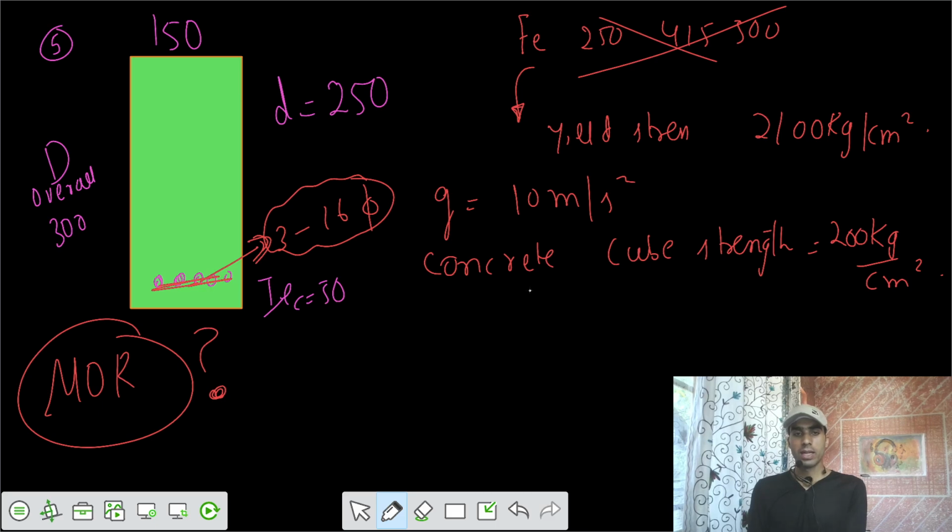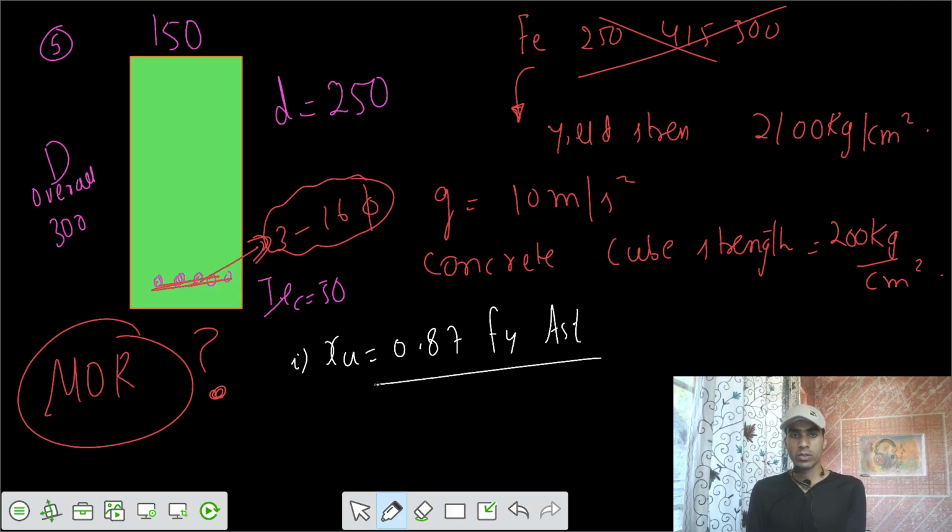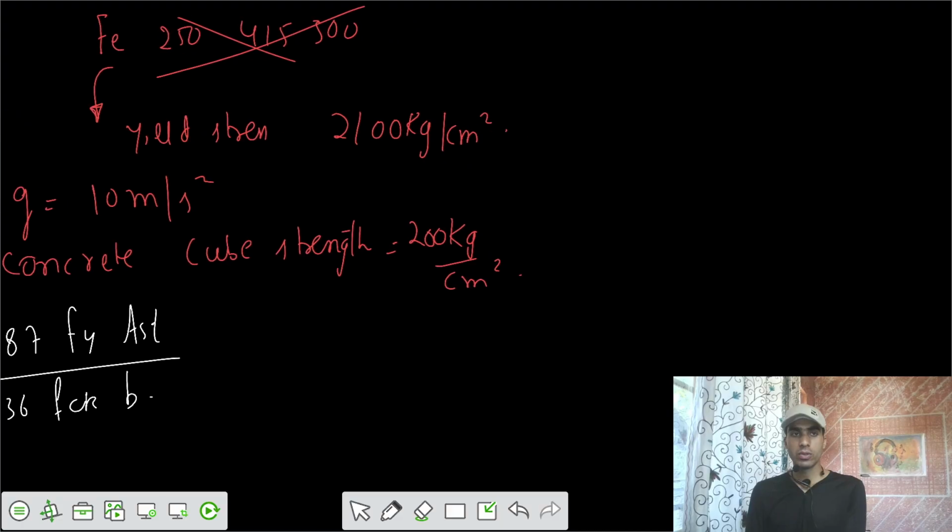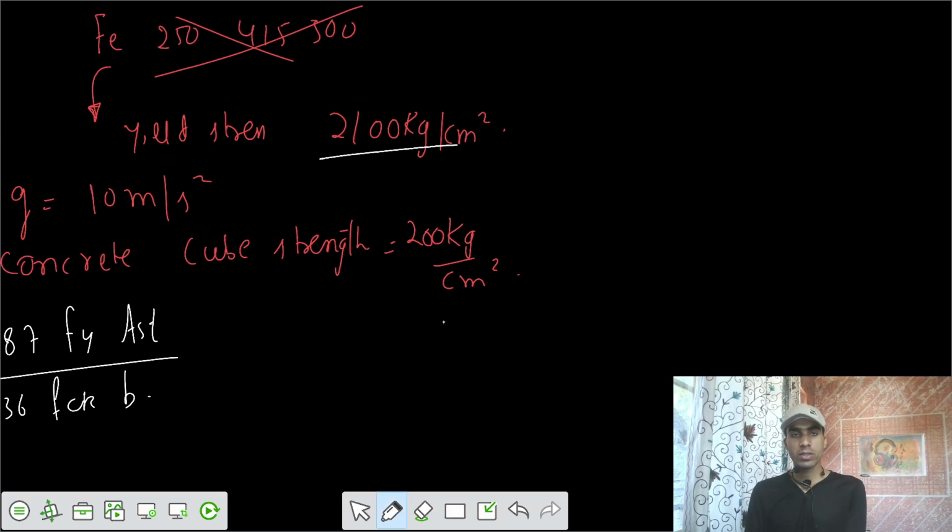Let's go for that. I would say the first step is XU, which equals 0.87 Fy AST divided by 0.36 FCK times B. Now, from the data provided to you, your yield stress is 250.